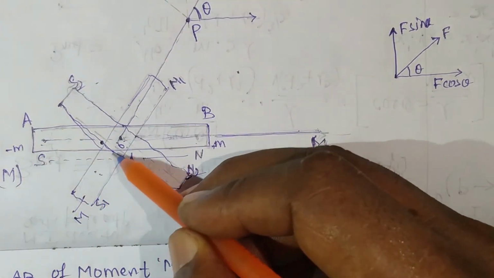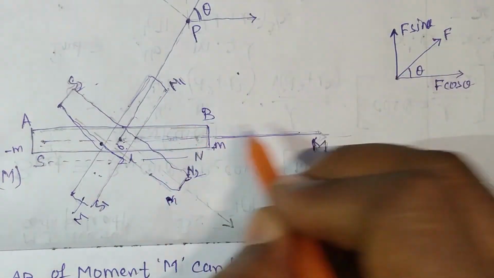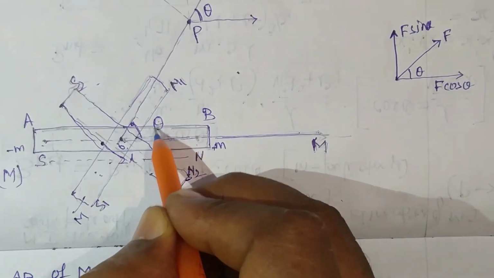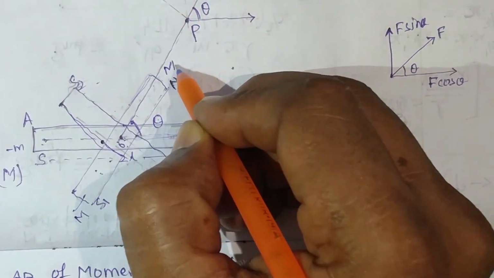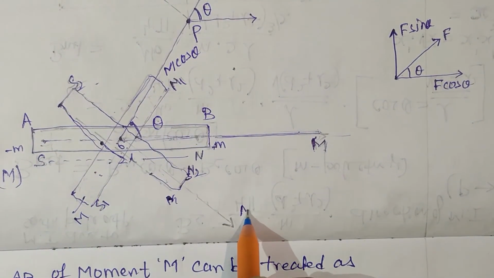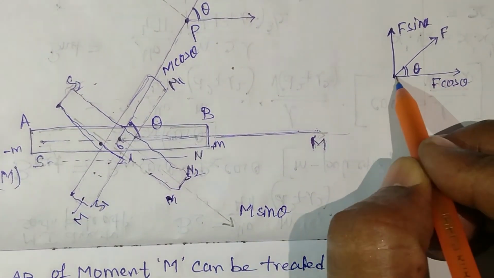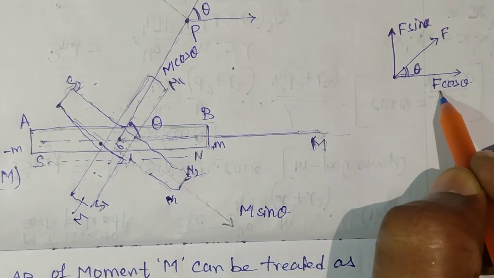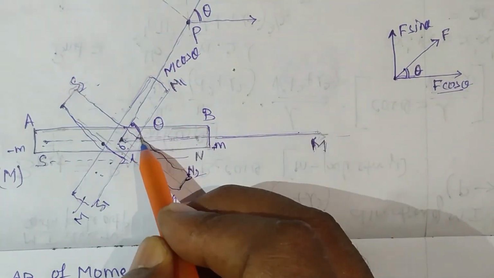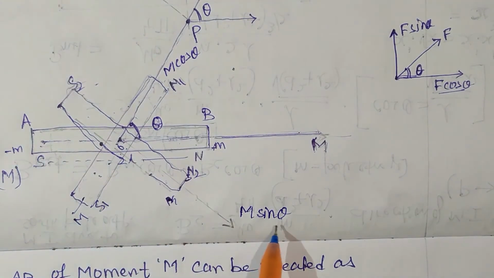The magnetic moment of this magnet in this direction will be, since this is making an angle theta, M cos theta in this direction. In this direction it will be M sin theta. Here, theta is the angle, so in the direction of this angle it is F cos theta. Here also this is the position vector, theta is this angle, therefore in this direction it is M cos theta, in this direction it is M sin theta.